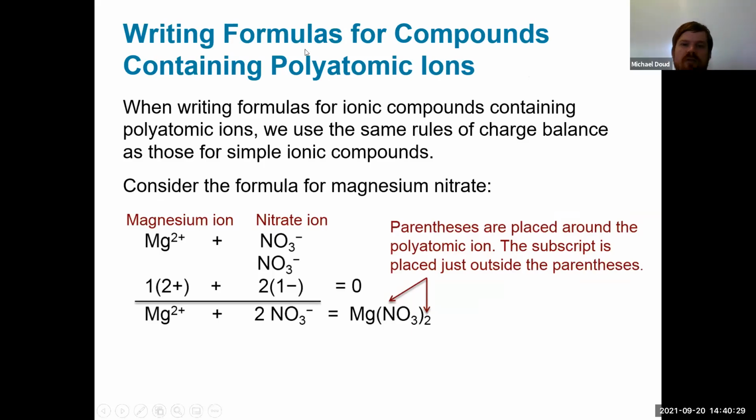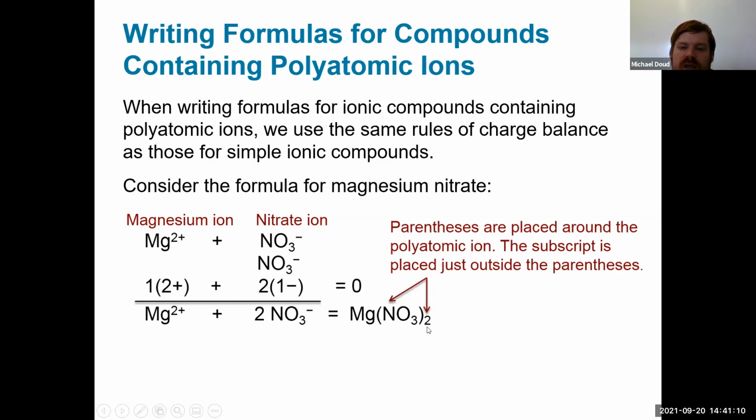Okay. So when we're writing formulas for ionic compounds that contain polyatomic ions, we're going to use the same rules of charge balance as before. This time we just need to remember nitrate, which we should always know, is the formula NO3 with a 1- charge. So if we have magnesium nitrate, magnesium means we have the magnesium ion, which is Mg2+. Nitrate means we have the nitrate ion, NO3 with a 1- charge. When we bring them together, we know that we need 2 of the nitrates for every 1 of the magnesium ions. So 1 magnesium ion, 2 nitrate ions, that means it's MgNO3 2.